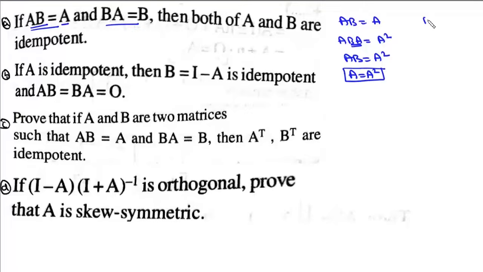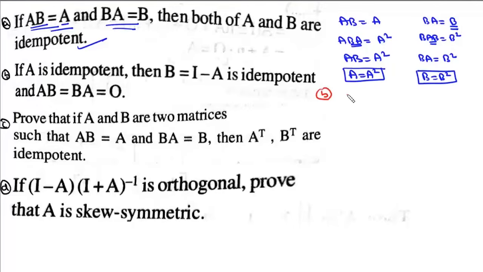Now in the same way, we can write it for B. We are given BA equals B, or we can write BAB equal to B square. Now AB is A, so there will be BA equal to B square. Now BA is again B, so there will be B equals B square. So this is our first proof, that is, if AB equals A and BA equals B, then both A and B are idempotent.